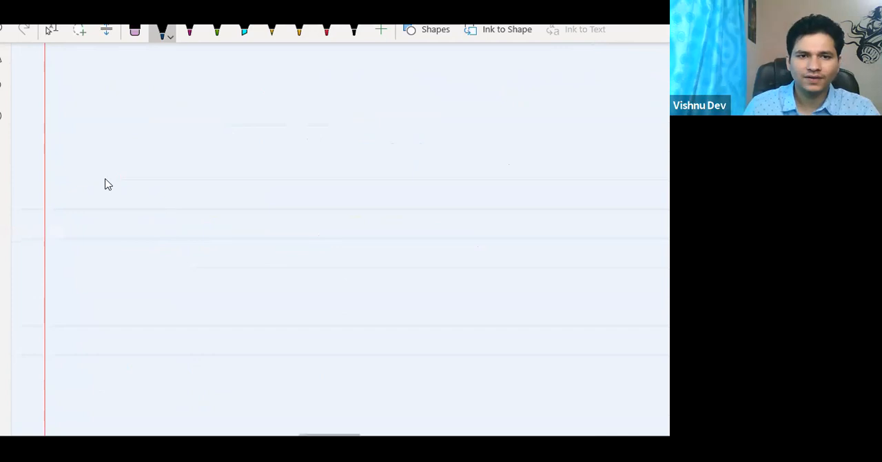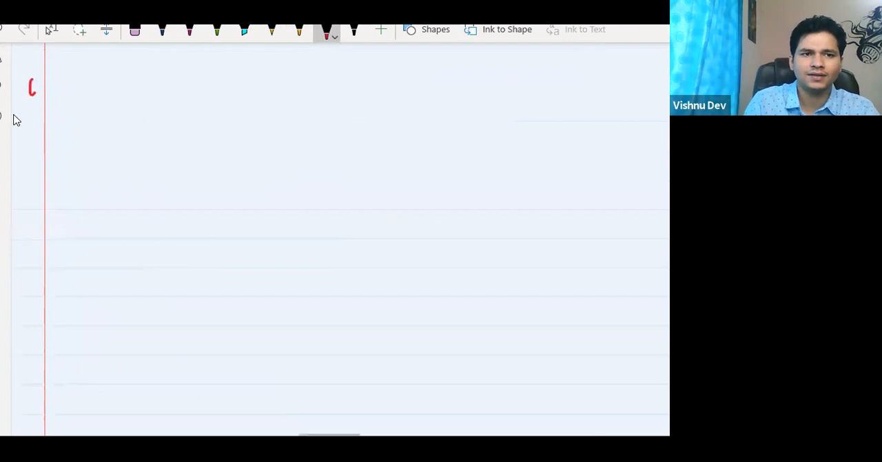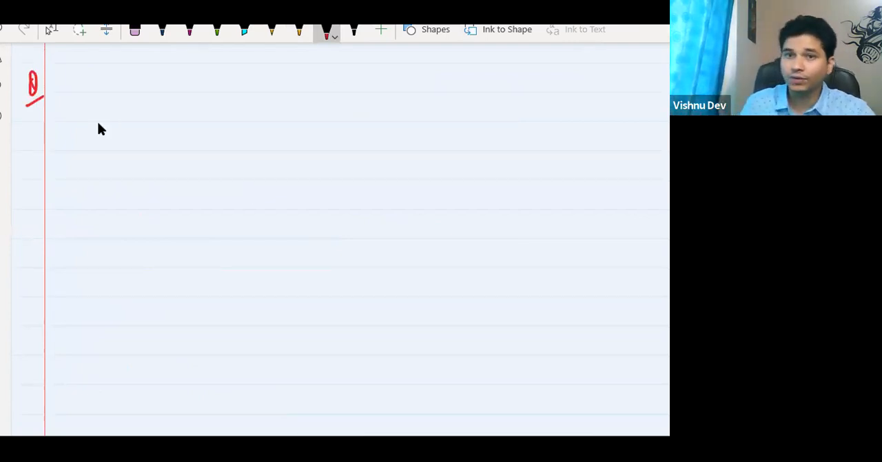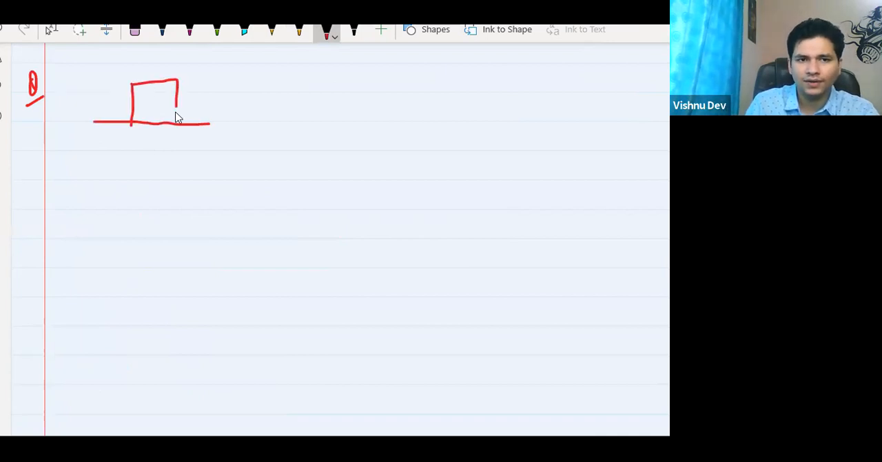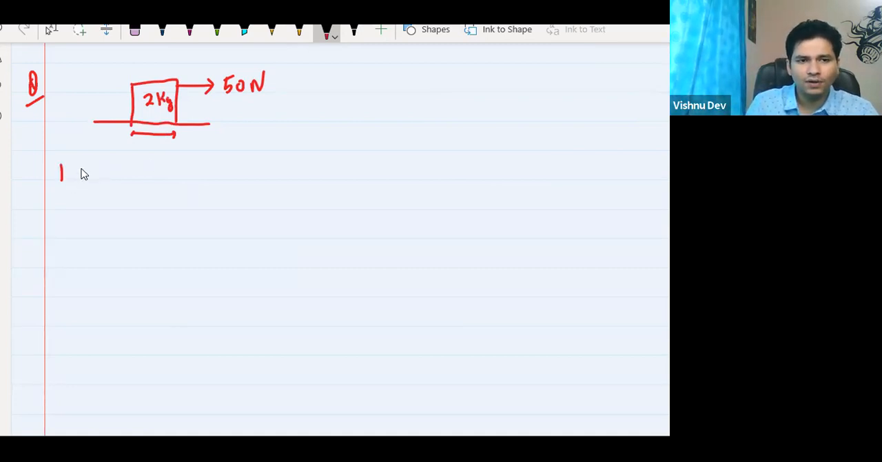For example, let's take one example. Don't worry, I'll send this note. You can refer to it and make your own notes. Suppose I'm having a table and on that table, I have kept a box. Now you're pushing or pulling this box with a force of 50 Newton, and the weight of this box is 2 kg. The base area of the box is, suppose, 1 meter square.